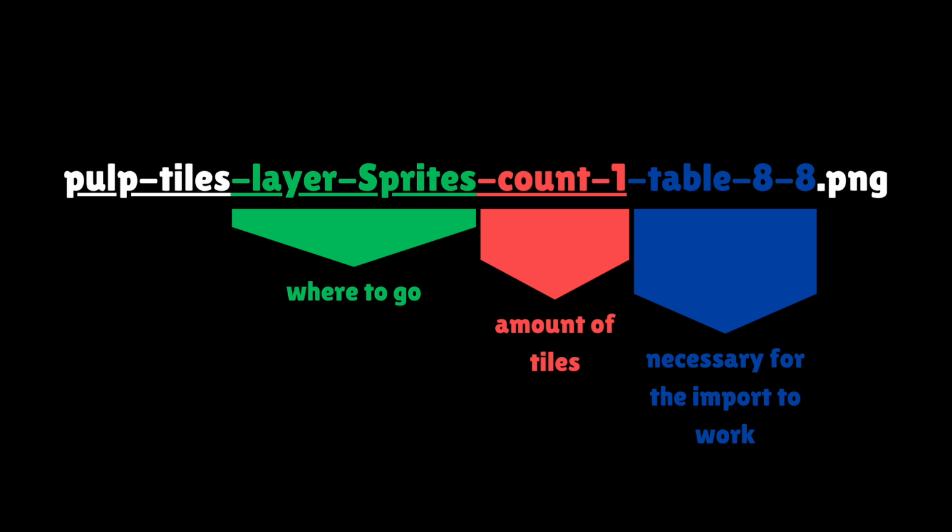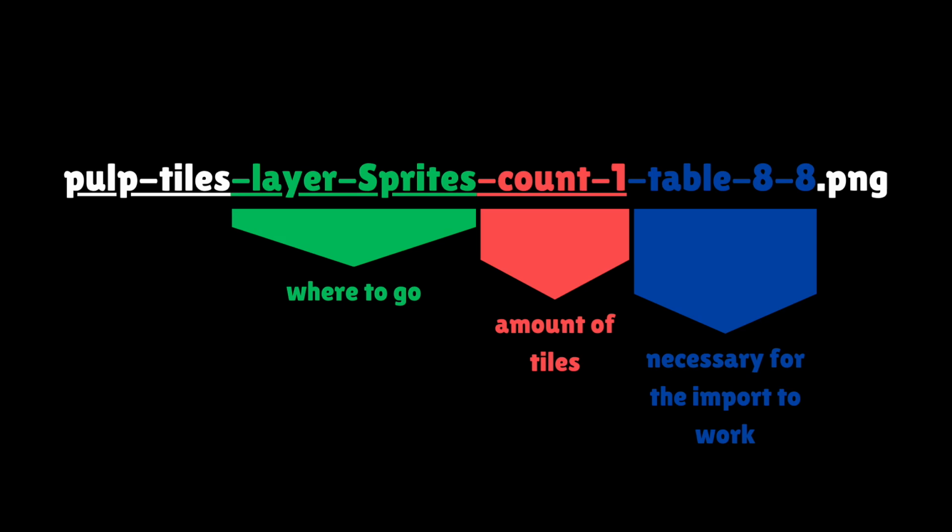Now let's dive a bit deeper and break down the name of the file. The underlined part has two uses. Everything that is underlined will become the name of the tile in the Pulp editor. The layer sprites part basically tells into which location we want to put our tiles. The count is about the amount of tiles that we want to import. And then the table-8 part is necessary for the import to work in the first place.